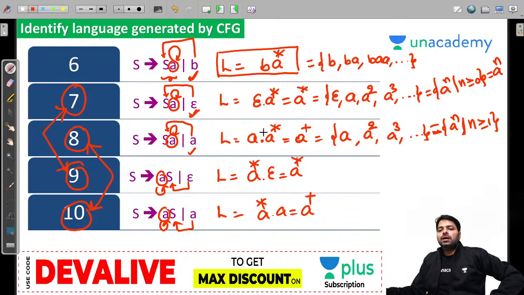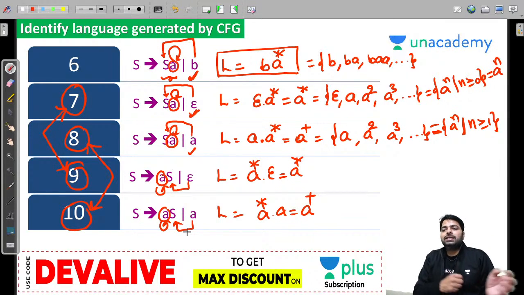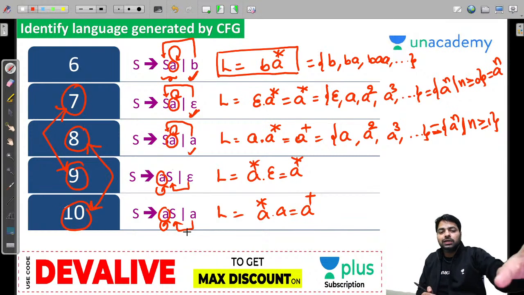So in the exam, remember 7 and 9 are equivalent and 8 and 10 are equivalent. So they might ask: match the following groups. They will give 4 grammars on this side, 4 grammars on the other side. You need to look at the language equivalence, guys.